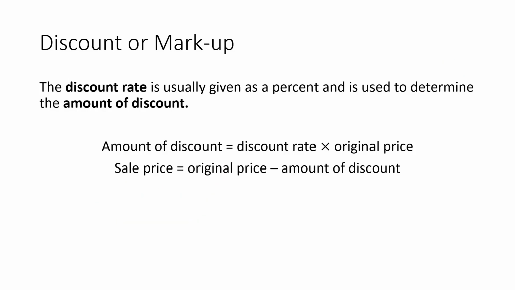The one last thing we're going to look at is called the discount rate. It's usually given as a percent and used to determine the amount of discount. So when you go to a store, for instance, the amount of discount you get is the discount rate, which is usually a percentage, times the original price of the item. So the sale price is the original price minus the amount of the discount. So we're going to use these to our advantage.